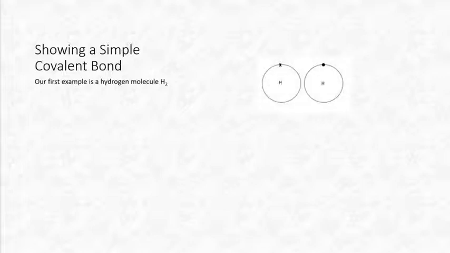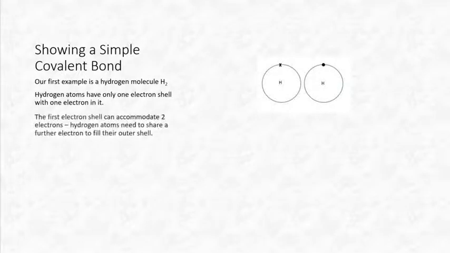Okay, so let's see what a simple covalent bond looks like. How would we do it? Let's use hydrogen, H2, as our example. This is a molecule that has two atoms of hydrogen. So there we can see two atoms of hydrogen, not yet bonded. They each have only one electron shell, and each has only one electron in that shell. Now the first electron shell can accommodate two electrons only, so hydrogen atoms each need to share a further electron to fill their outer shells.